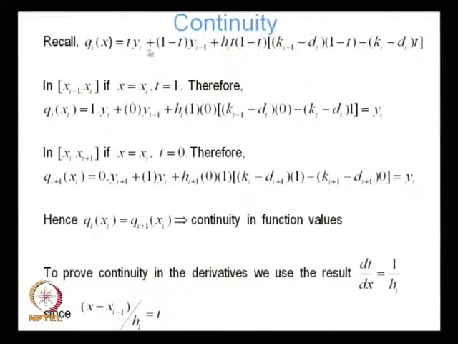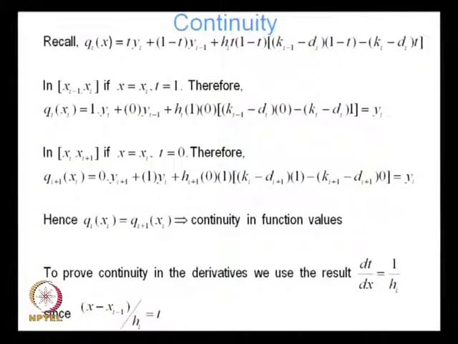If I substitute t equal to 0 at that interval in this equation and evaluate it at xi, instead of qi I will use qi plus 1 and evaluate it at xi, I am also going to get yi. That means the function value qi(xi) is equal to qi plus 1(xi). That means it is continuous at the interval. The function values are continuous at the interval boundaries.